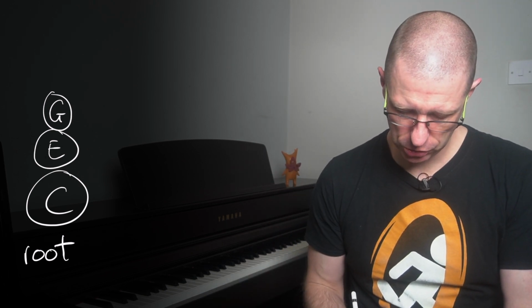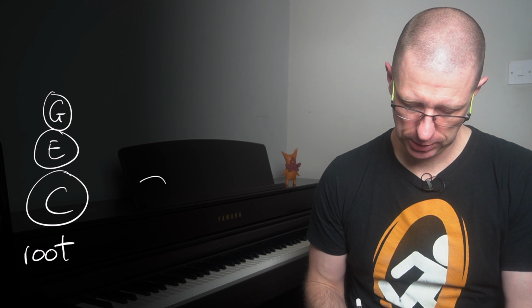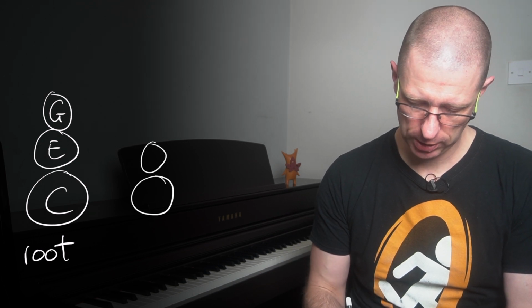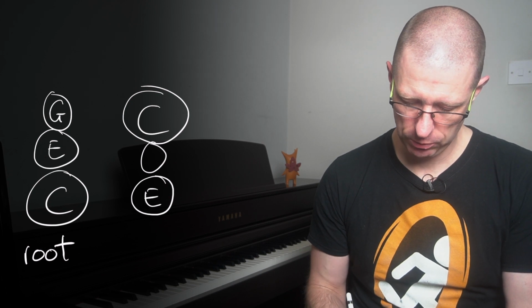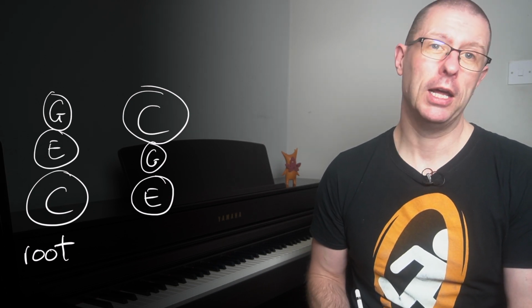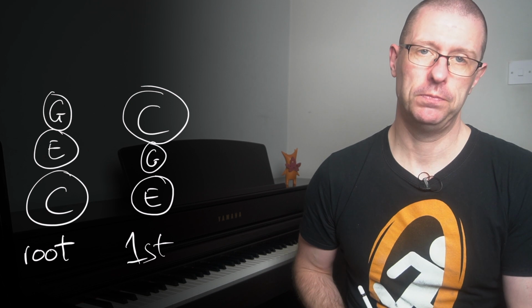Now if I then move the bottom note up to the top, then we get into another inversion. Obviously the poor snowman is going to fall down and we're going to have an imbalanced snowman. C at the top, then E will be here and G will be in the middle, and that's what we call first inversion.